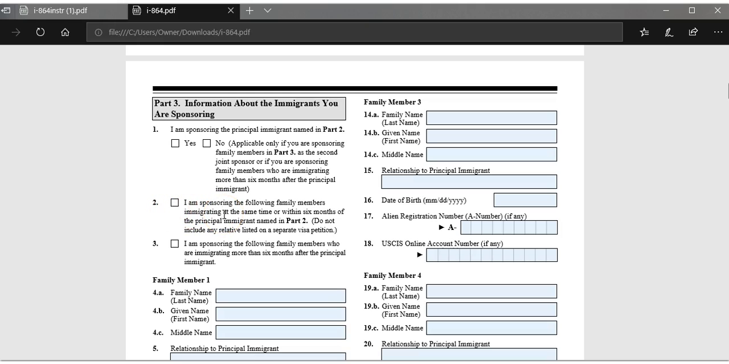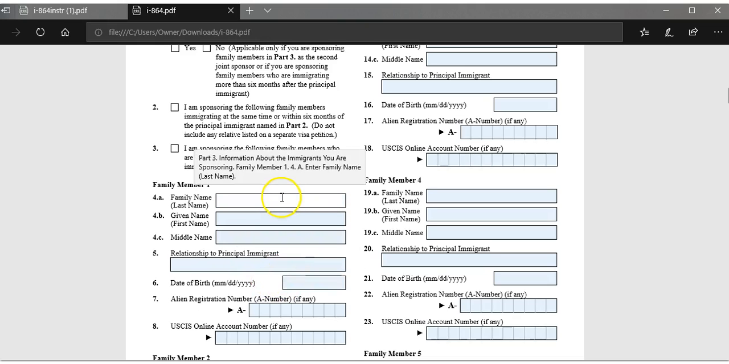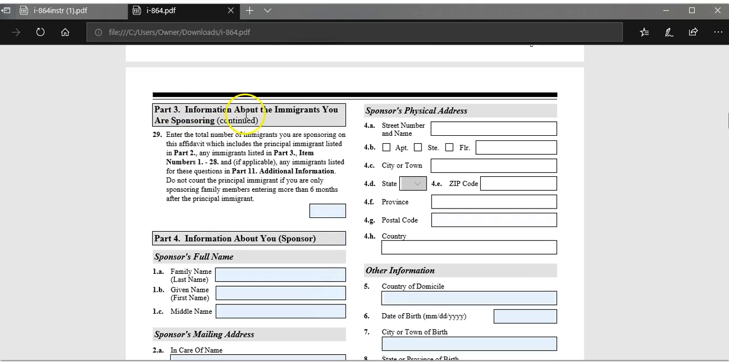Number 2, I'm sponsoring the following family members immigrating at the same time or within 6 months of the principal immigrant named in part 2. Do not include any relative listed on a separate visa petition. Number 3, I am sponsoring the following family members who are immigrating more than 6 months after the principal immigrant. And if that's the case, you will have to write down all the information for the family members in these sections. Part 3, information about the immigrants you are sponsoring. Continue.